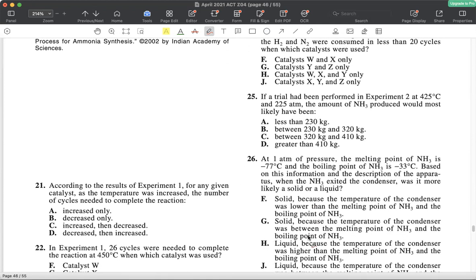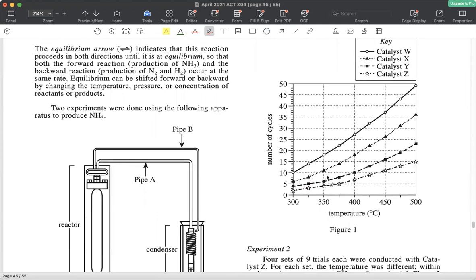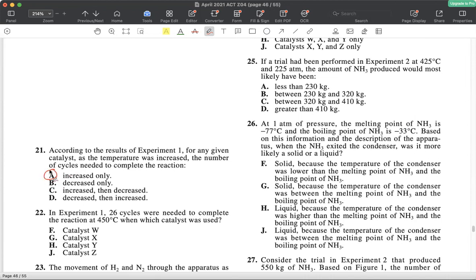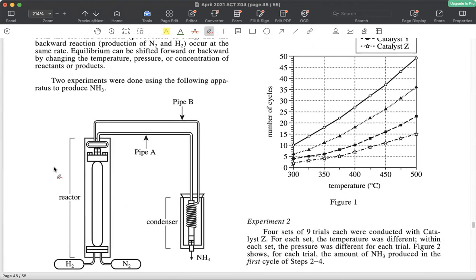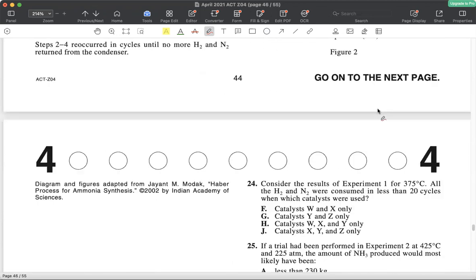Okay. According to the results of experiment 1, for any given catalyst, as the temperature was increased, the number of cycles needed to complete the reaction. So you can see that as the temperature was increased, the number of cycles also increased, right, for any catalyst. So it's option A. In experiment 1, 26 cycles were needed to complete the reaction at 450 degrees centigrade when which catalyst was used? So 450 degrees centigrade and 26 cycles, right? So that is the triangle, which is catalyst X.